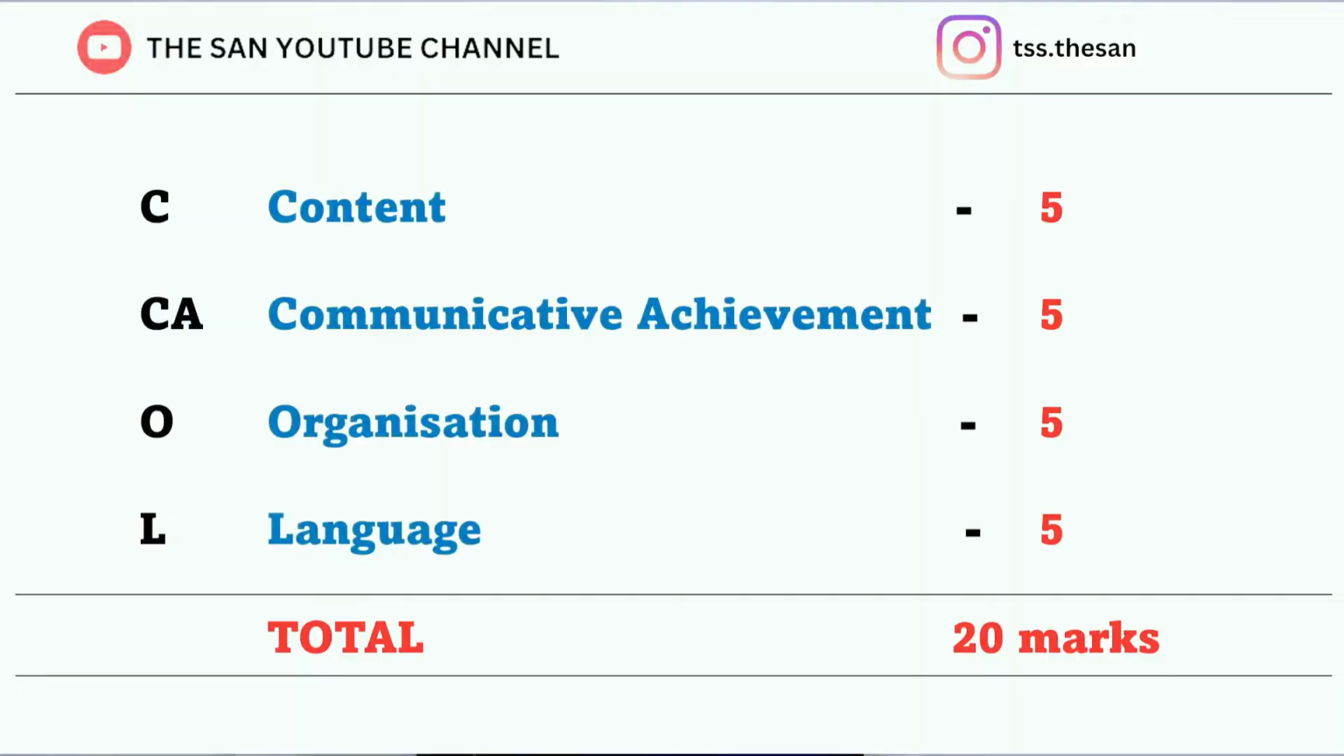Now we go to the next section, communicative achievement. How can we score this section? Basically, this section includes 5 things: elaborations, your tone, is it attractive, did you use the correct format, and is it relevant to the topic.